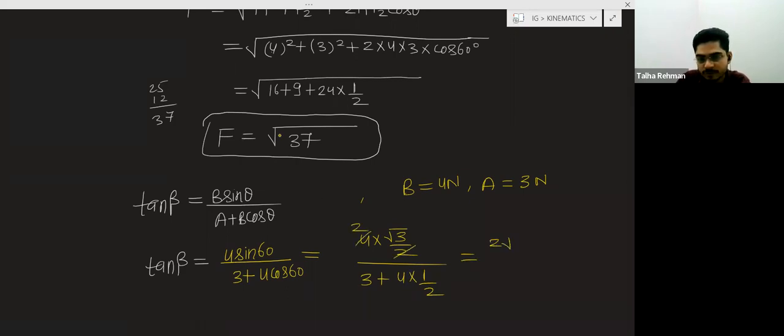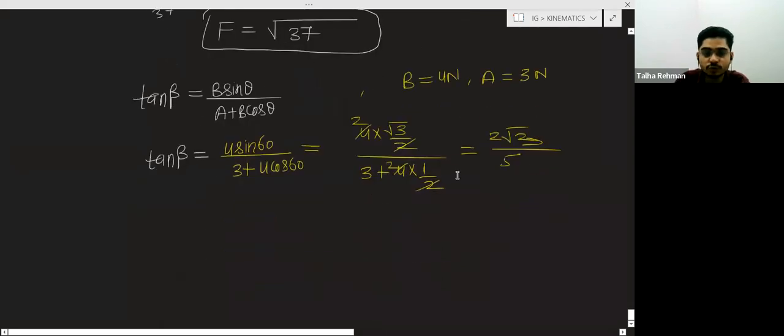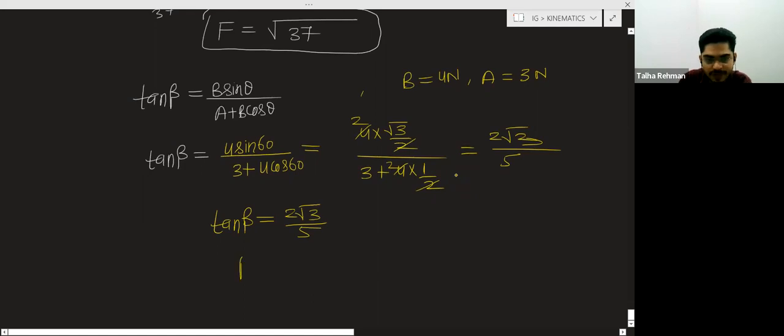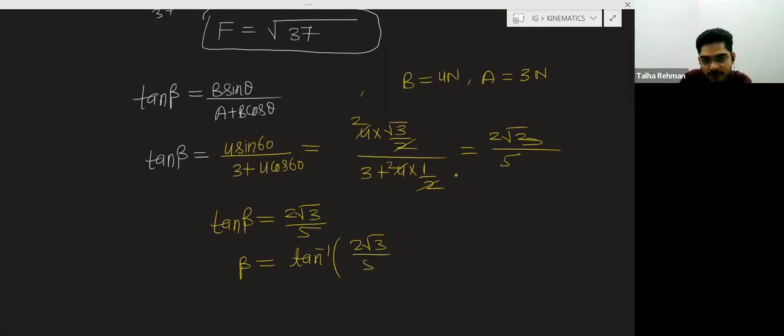So basically it will become 2 root 3 divided by, this is 2 plus 3 which is 5. So your tan beta is equal to 2 root 3 by 5. So what will you get? Beta is equal to tan inverse of 2 root 3 by 5.